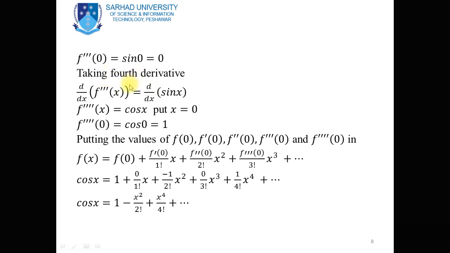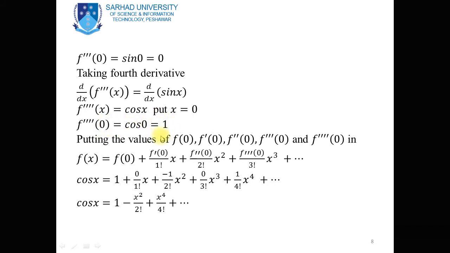The fourth order derivative is also very easy. To calculate the fourth order derivative, taking the derivative of the third order derivative, which is sin x, we obtain cos x. So this is the fourth order derivative of the function, equal to cos x. Putting x = 0 in this fourth order derivative, we obtain cos 0 is equal to 1.